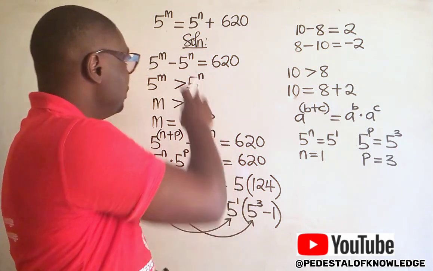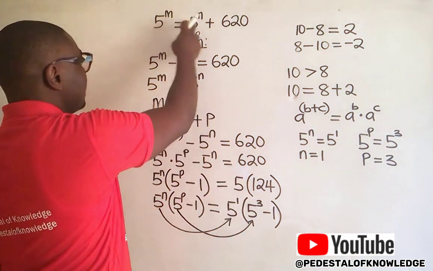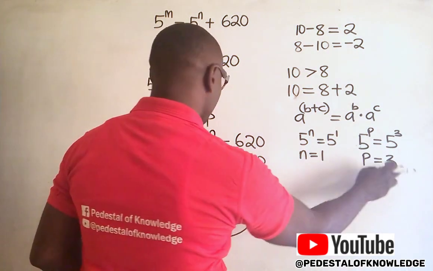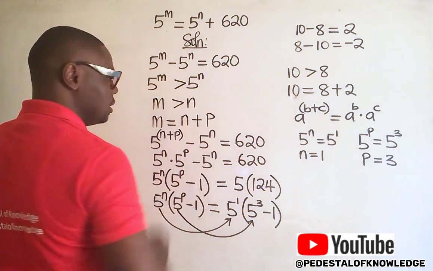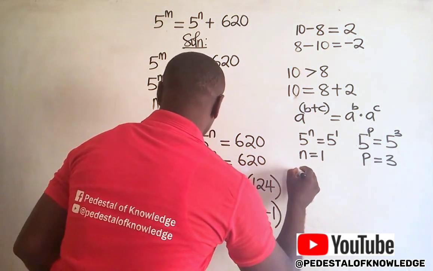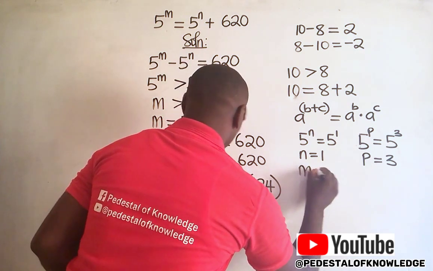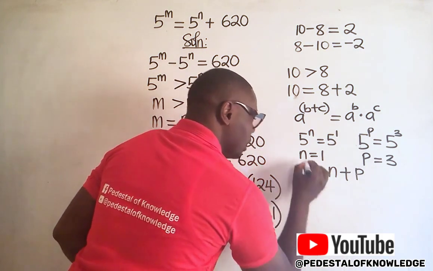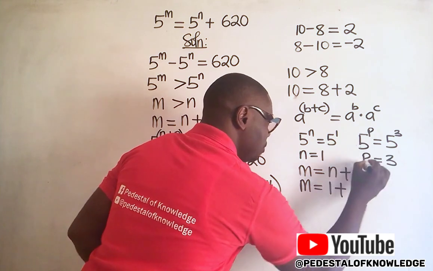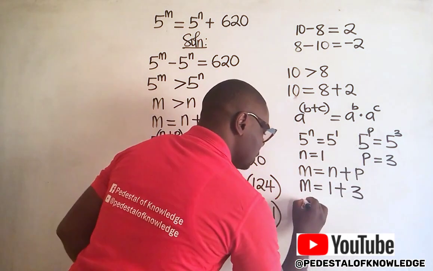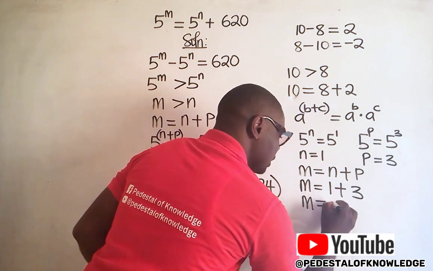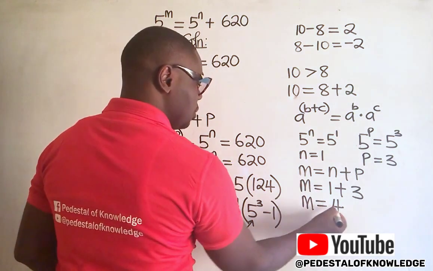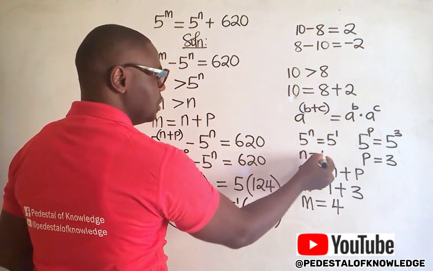But remember that in this equation, we are asked to find the values of m and n. So what we are going to do is to substitute n equal to 1 and p equal to 3 in this equation we have established. So from there, we have m is equal to n plus p. M is equal to, n is equal to 1, so we have 1 plus p, which is 3. So m is equal to 1 plus 3, which is 4. So in this equation, the value of m is equal to 4 and the value of n is equal to 1.